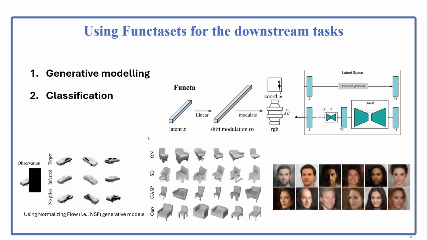So in Functa, they did it for two downstream tasks: generative modeling and the classification task. For the generative modeling, one way is that you can use those latent vectors and just train a DDPM, or diffusion model, on top of the data set of your latent vectors, which we call the Functa set.